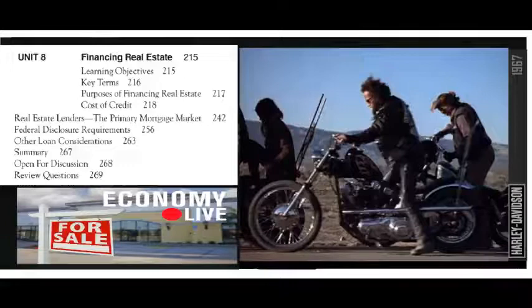Loan costs are usually lower than what would be paid to obtain a new loan. Loan assignment.